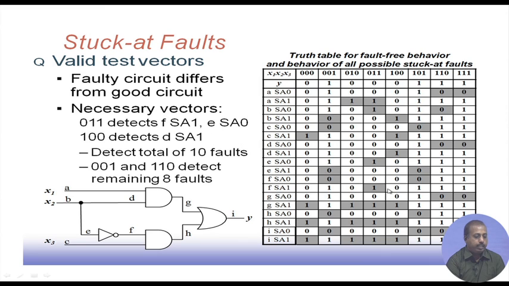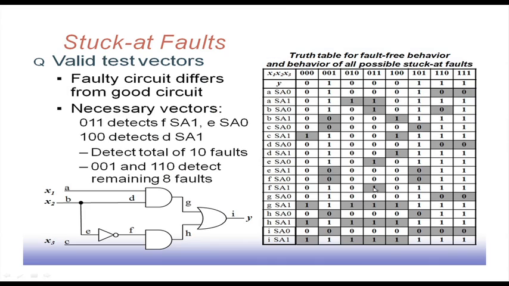This F stuck at 1 fault is detected by the particular pattern 0 1 1, and if you look into this row carefully, you will see that none of the other test patterns can detect this fault. So, that way 0 1 1 is a necessary vector. Any test vector set that does not include the pattern 0 1 1 will not be able to detect the fault F stuck at 1.